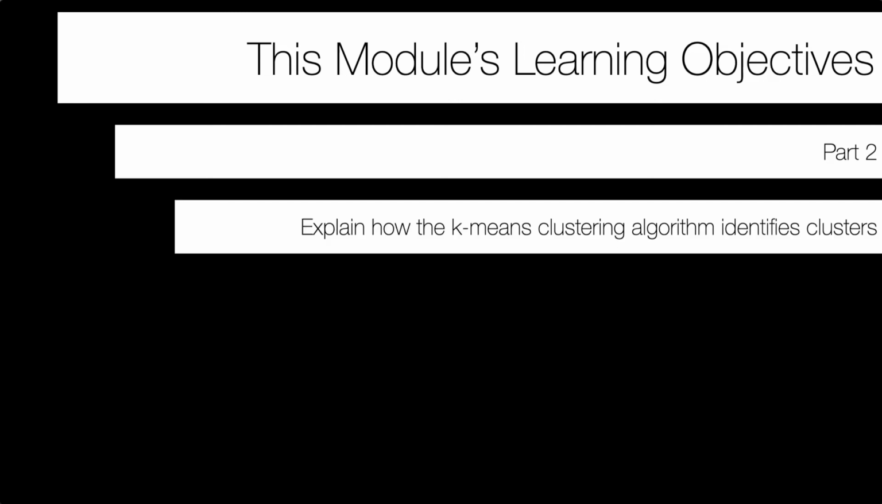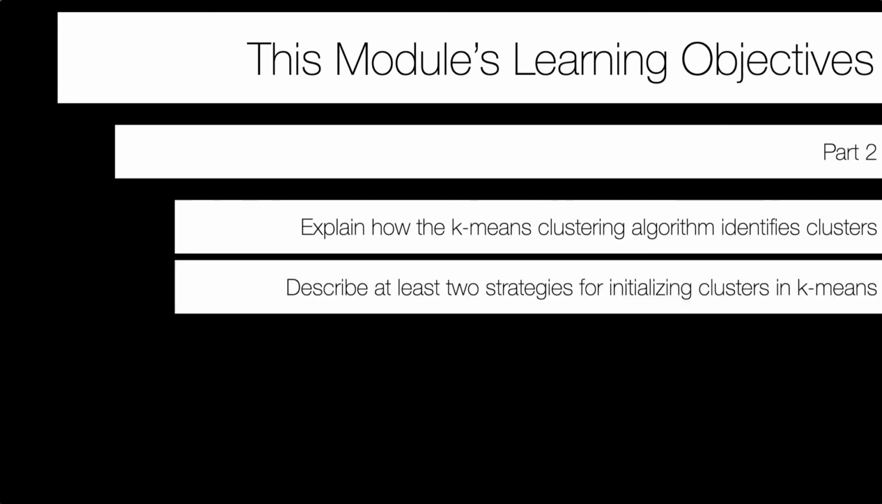Then in the next week, we're going to focus specifically on k-means: how we can use k-means to identify clusters, what k-means is doing, and what the different strategies might be for initializing clusters. With k-means, we know beforehand we have some number of clusters k, and we want to figure out what are reasonable initial selections for our clustering.